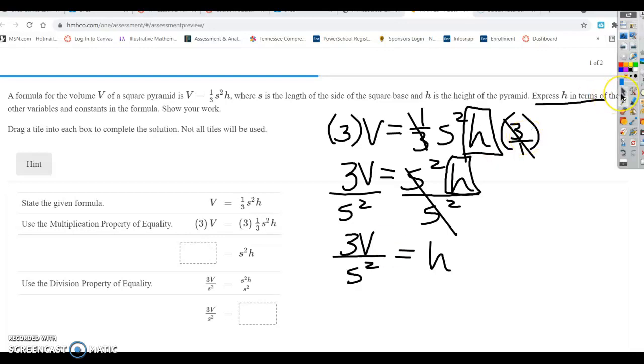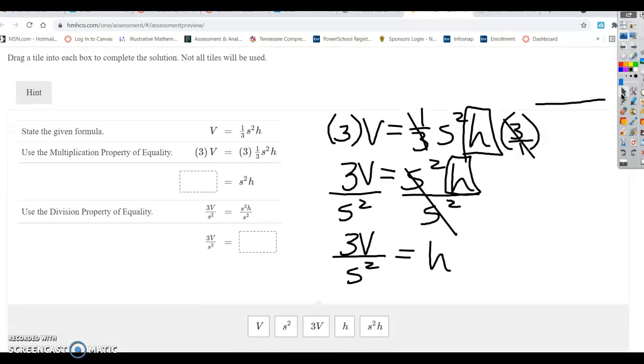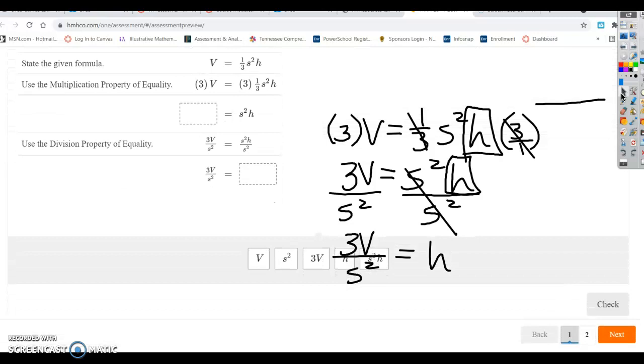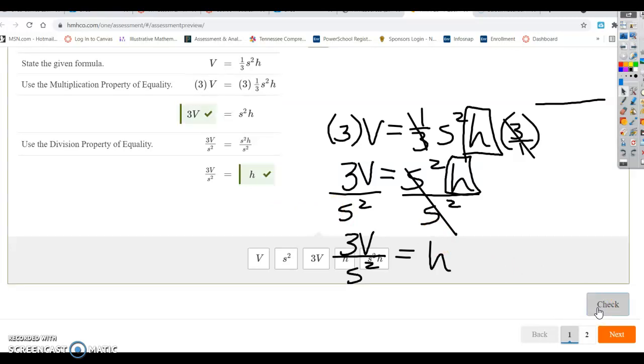Let's see what the questions are asking us to do. It says state the given formula: V equals 1/3 S squared H. Use the multiplication property of equality. What they do first is the same thing. They multiplied by 3, so the 1/3 times 3 reduces to 1 and goes away, leaving 3V on the left. Then they divided both sides by S squared, which leaves just H on this side. So they did the same thing as us. They just showed most of the steps, and we did all the steps.